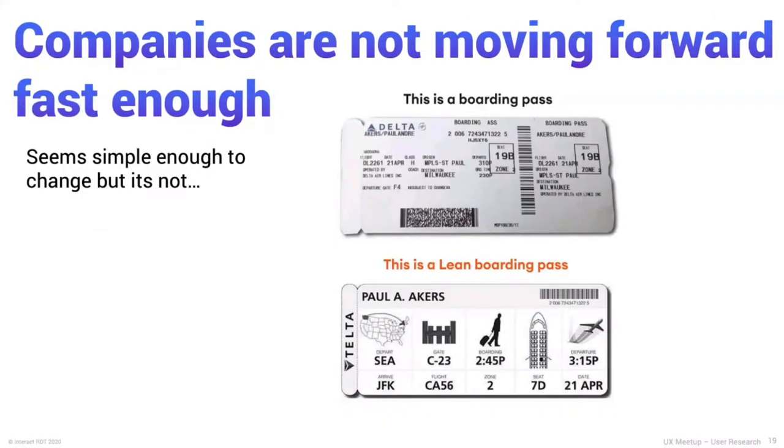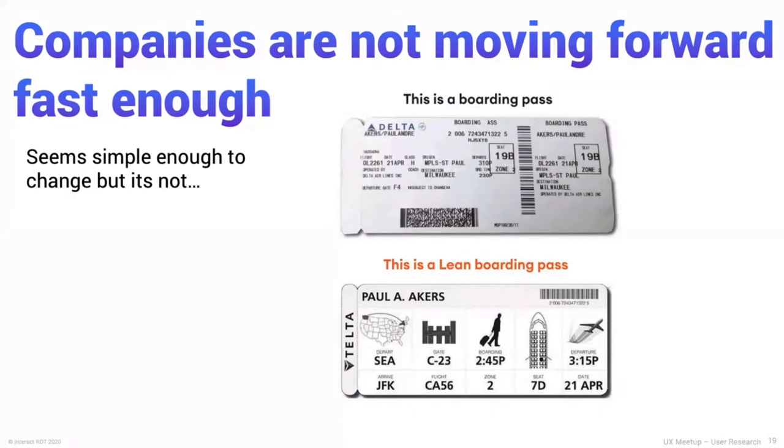So the next thing I want to say is that companies are not moving fast enough. I saw this on LinkedIn last night. Someone posted it about a boarding pass. This is a boarding pass and this is a lean boarding pass. Customers are, on a daily basis, forced to accept our mediocrity, and they don't have enough of a say. If you think about just this example, how many of us have traveled and looked at these boarding passes and struggled to read them and struggled to find our seat numbers or the boarding time or the boarding gate on them?